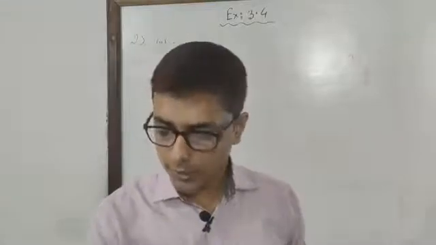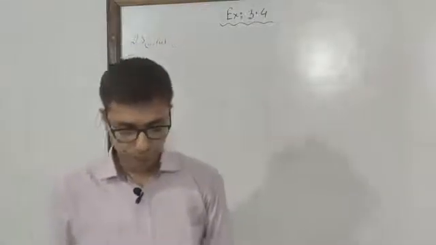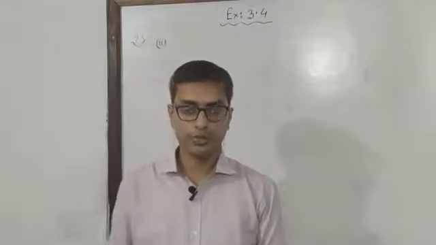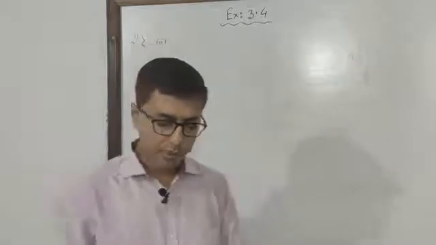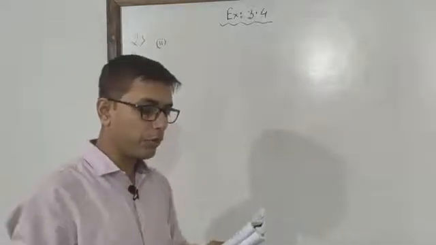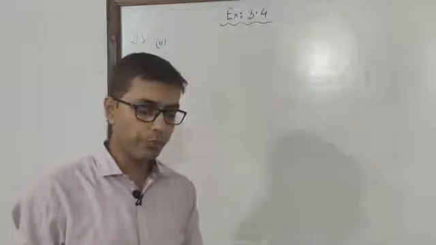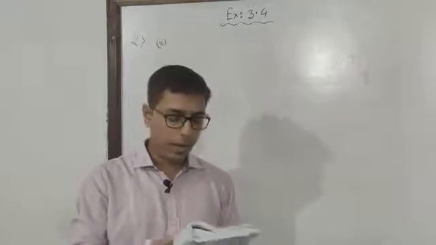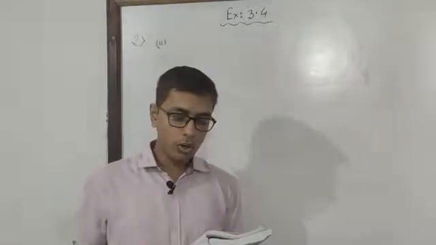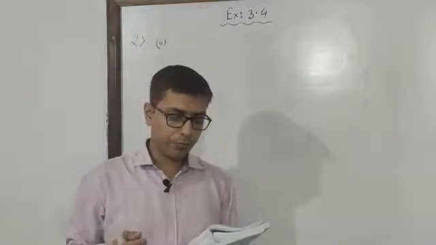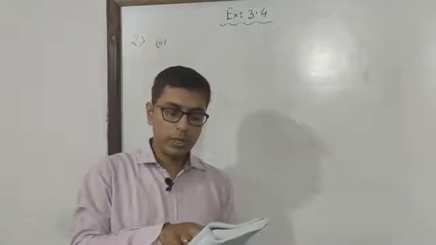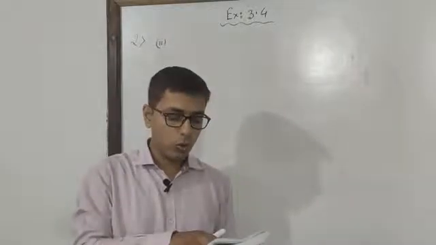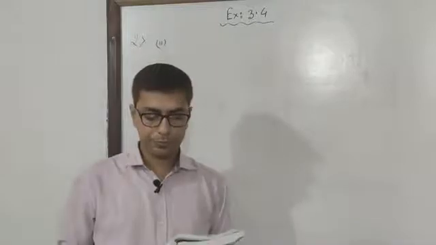Pair of linear equations, exercise 3.4, question number 2 onwards. The question is: 5 years ago Noor was thrice as old as Sonu. 10 years later Noor will be twice as old as Sonu. How old are Noor and Sonu? Look at it: 5 years ago Noor was thrice as old as Sonu, and 10 years later Noor will be twice as old as Sonu.